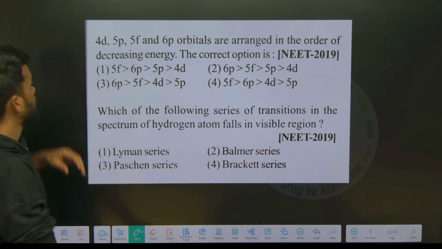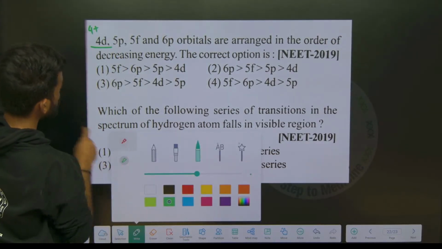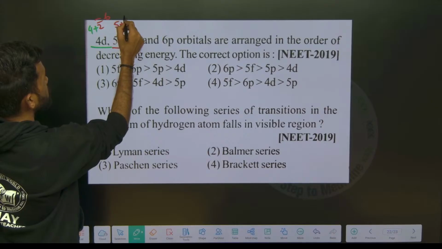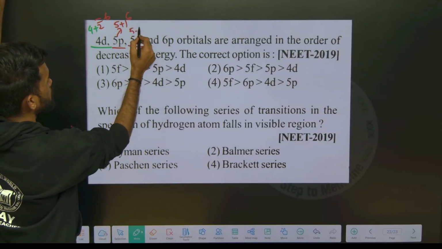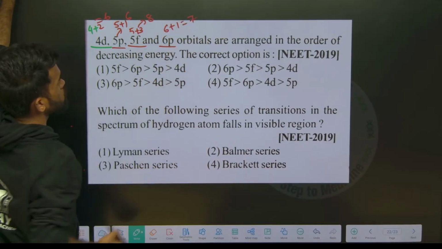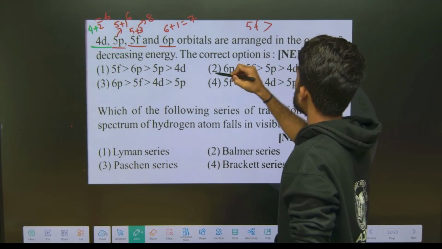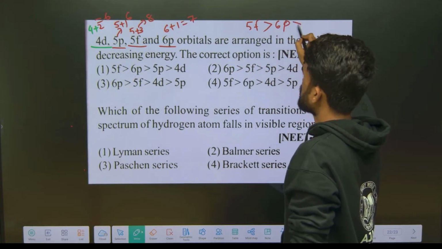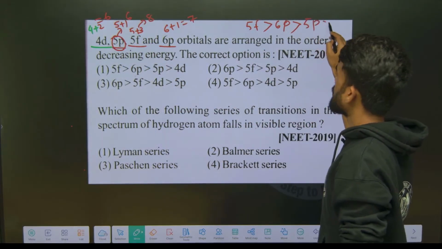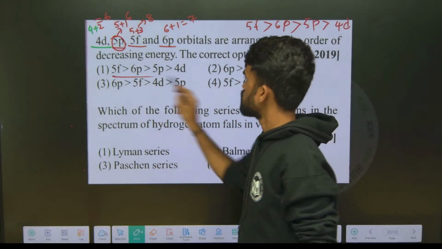For 4d, n plus l is 4 plus 2, so 6. For 5p, 5 plus 1 is 6 here also. For 5f, 5 plus 3 is 8, and for 6p, 6 plus 1 is 7. The highest is 5f, with the higher n plus l value, so highest energy. Then 6p. Next, 4d and 5p have the same n plus l value, but with higher n value, 5p comes first. The least is 4d. So 5f, 6p, 5p, 4d is the first option, and that will be your answer.